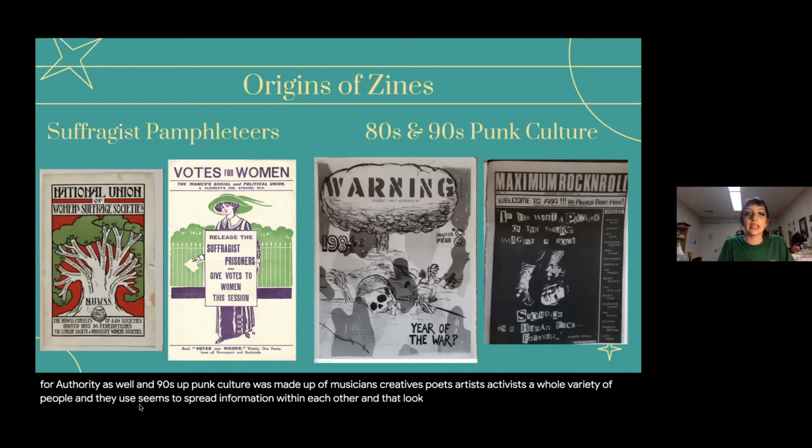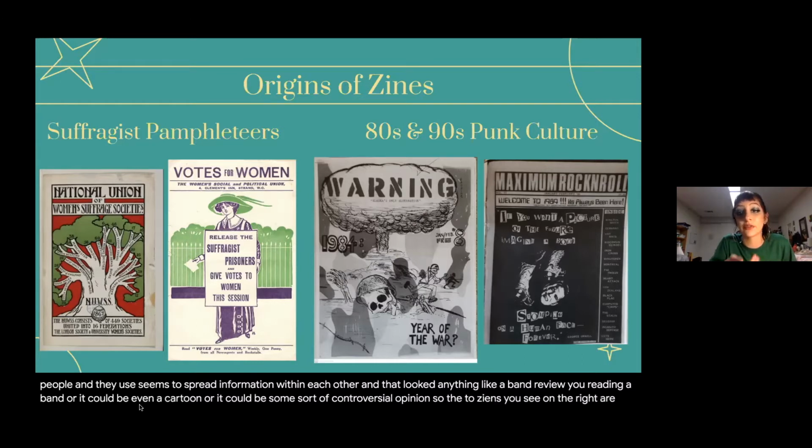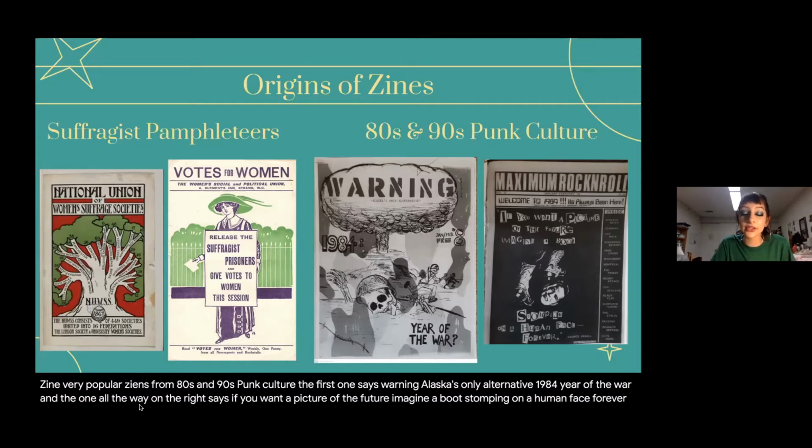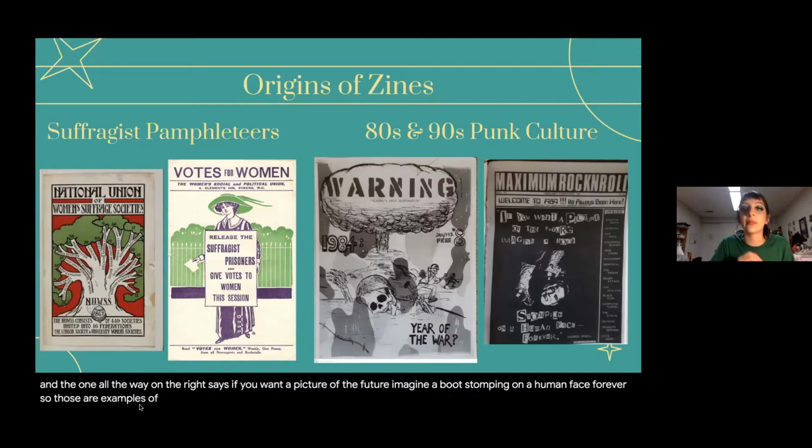That could look like a band review, or it could be a cartoon, or some sort of controversial opinion. So the two zines you see on the right are very popular zines from 80s and 90s punk culture. The first one says, "Warning, Alaska's only alternative, 1984, year of the war." And the one all the way on the right says, "If you want a picture of the future, imagine a boot stomping on a human face forever." Those are examples of very punk culture, challenging the status quo, like I said, examples of zines.